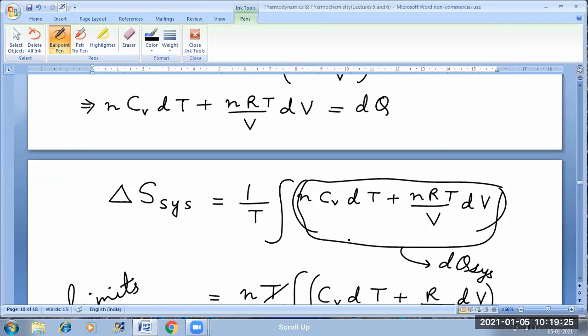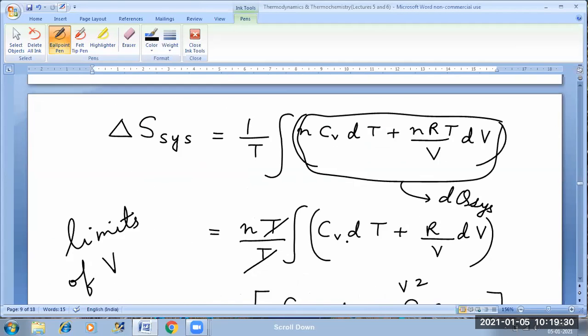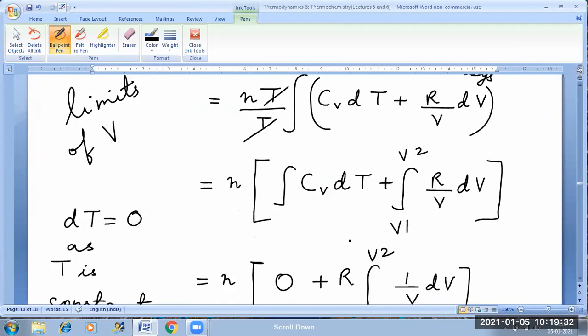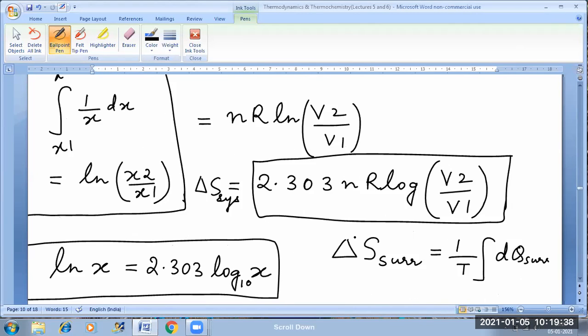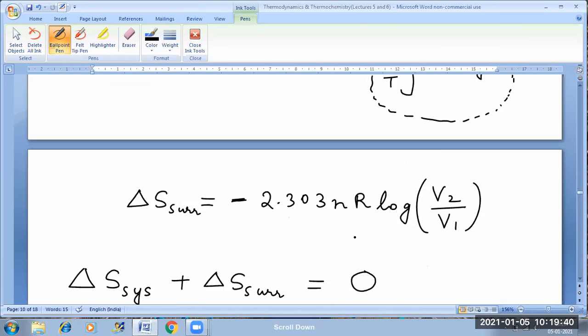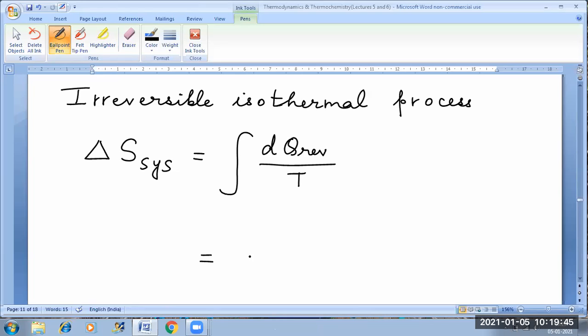Again, I'll put the same derivation, same formula. All these things will be done. So delta S system will be exactly equal to 2.303 nR log V2 by V1. So even if the process is irreversible, the delta S system is going to be calculated for the reversible process. So this is the value.